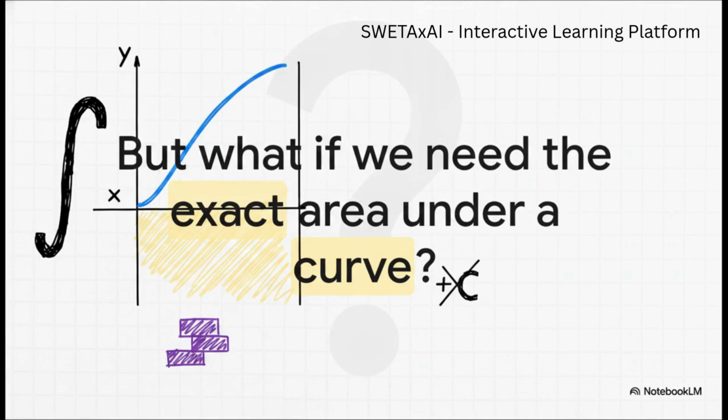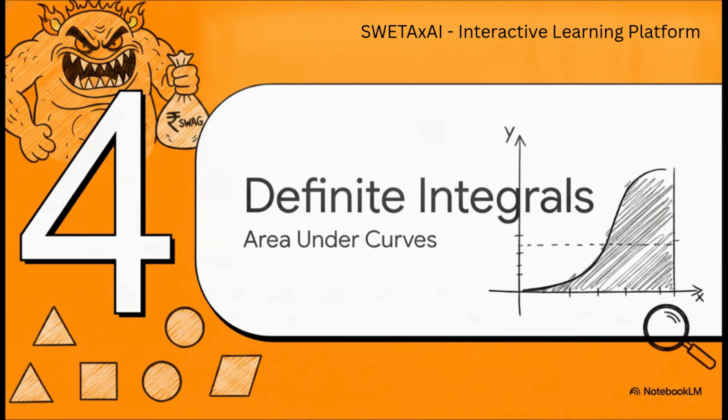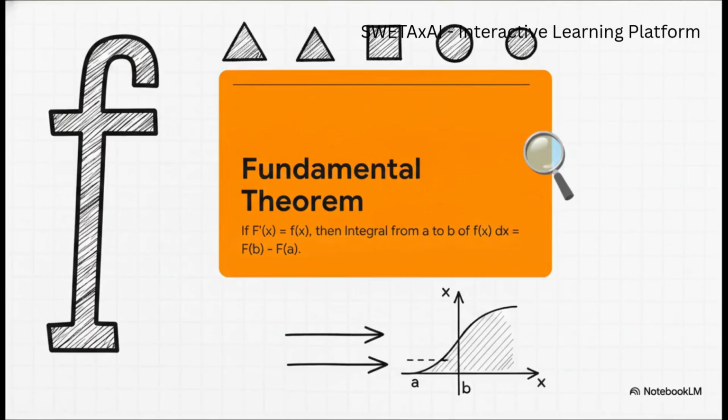Okay, so up to this point, we've kind of been living in this theoretical world of indefinite integrals, right? Finding general families of equations with that plus c. But what if we aren't just looking for an equation? What if we need to calculate the actual physical, exact area bounded right there under a curve on a graph? That brings us to level 4, the boss fight, definite integrals. Welcome to the boss fight. We are officially crossing over from abstract equations into the physical, boundary-driven world of geometry.